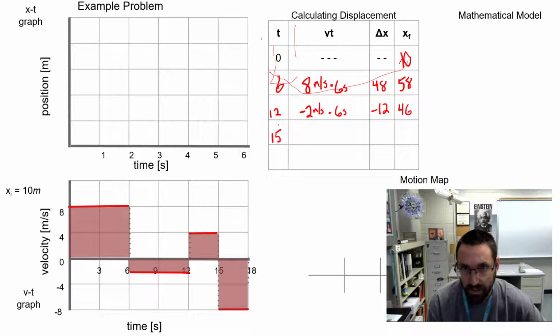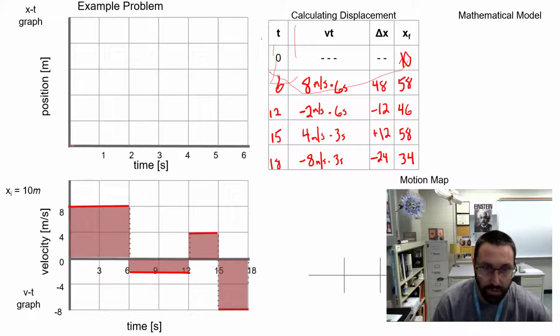The next section of time is only 3 seconds, because for these 3 seconds, we're going at 4 meters per second times 3 seconds. So that goes forward 12. So then we're back to 58. Next up, we're at 18 seconds. During this section, we have a velocity of -8 meters per second for 3 seconds. So that goes backwards 24. 58 minus 24 is going to be 34.